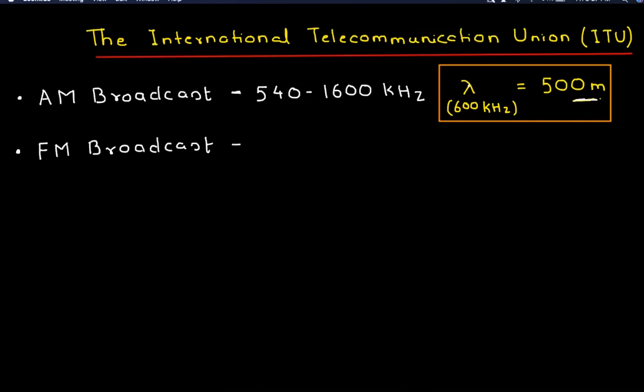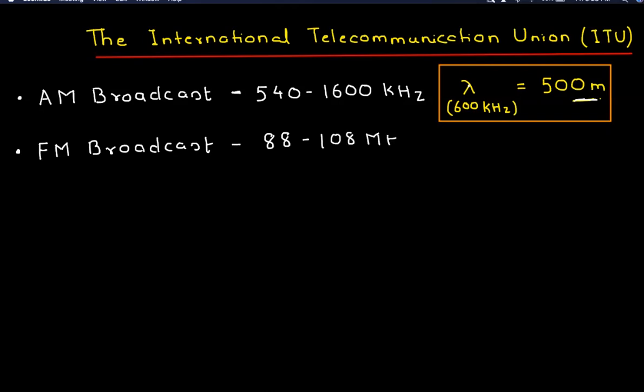Once you capture the signal, then you can process it. You don't need an antenna to process it then. Anyways, FM broadcast frequency is roughly 88 to 108 megahertz.